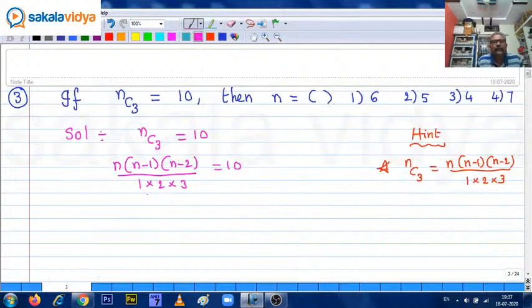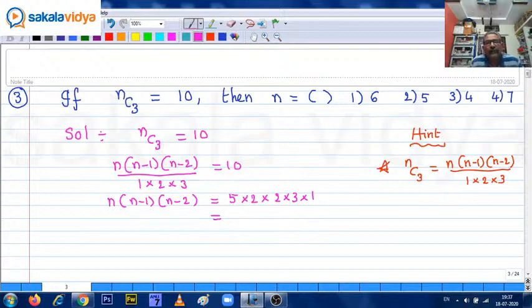Right, now let us come to this problem now. N times n minus 1 times n minus 2 equals to, this we can write 5 times 2 again multiplied by this 2 times 3 into 1. This we can write NC3 equals to this is 60. 3 into 2, 6, 5 into 2, 10, 10 into 2, 60. Okay, this is 60.